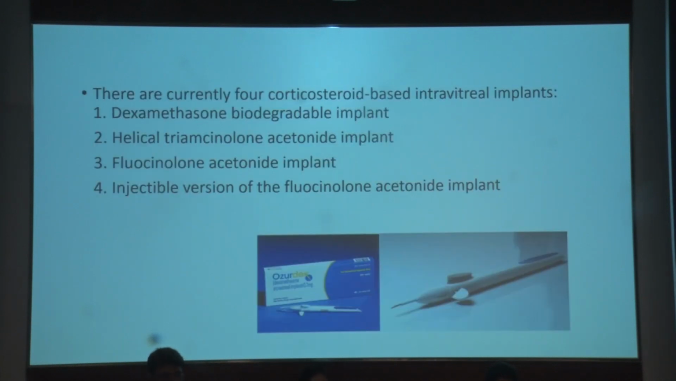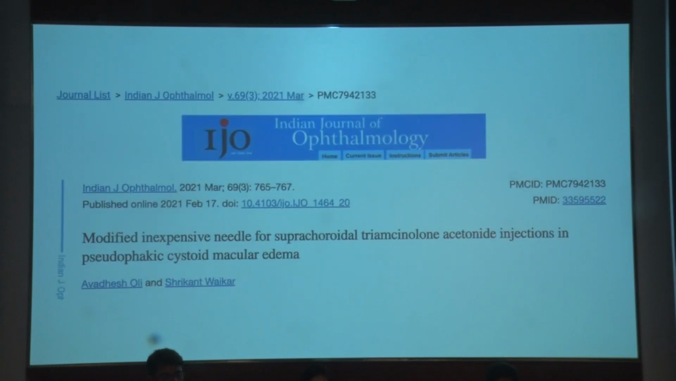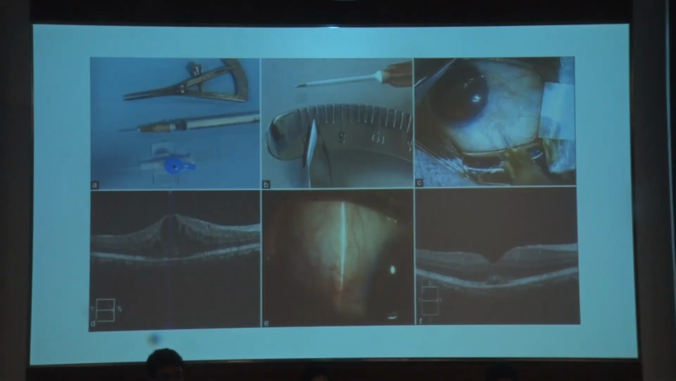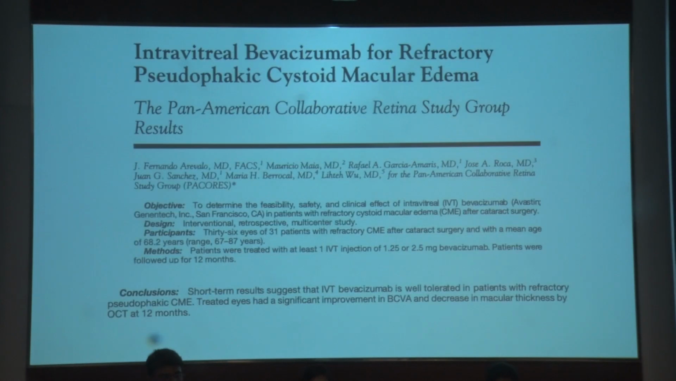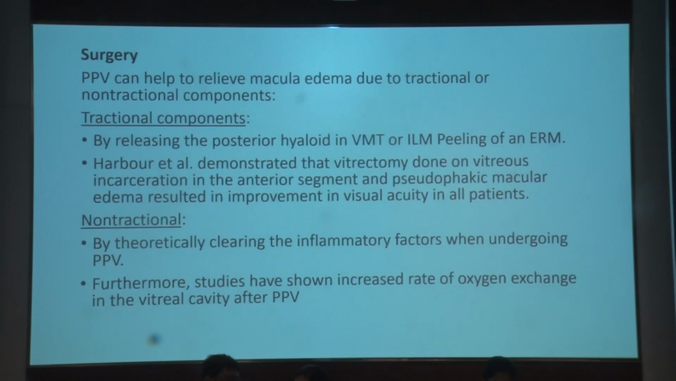So there are various things. I'll not go into the detail of it. And suprachoroidal injections can also be tried. They are pretty much safe now. A lot of anti-VEGFs are available because they also have an anti-inflammatory property. And this is one paper from the Pan-American Collaborative Retina Study Group which shows that intravitreal bevacizumab is also well tolerated in refractory pseudophakic CME. In persistent refractory cases, please make a note of it. And of course, surgery when there is a tractional component.